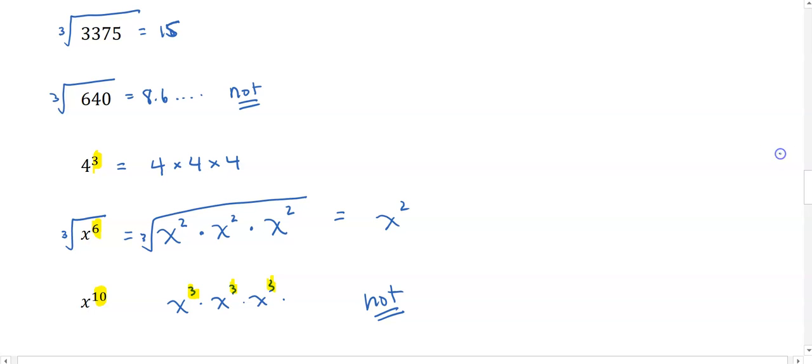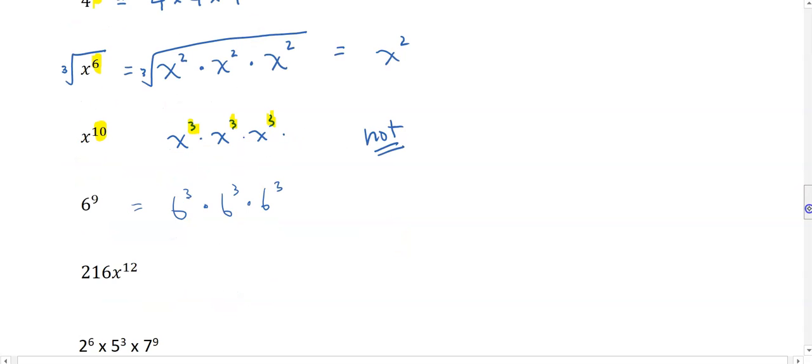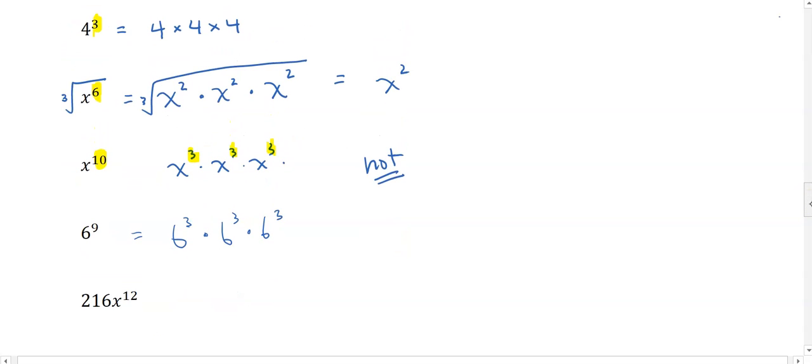All right, let's keep looking down. So 6 to the power of 9 is, because 9 is divisible by 3, I can make 3 6s in each group. So therefore, the cubed root of that is 6 to the power of 3. And again, I can mix numbers, and I can mix variables. I would just look at the numerical part of your term first. 216 can be broken into 6 times 6 times 6, so 216 is a perfect cube.